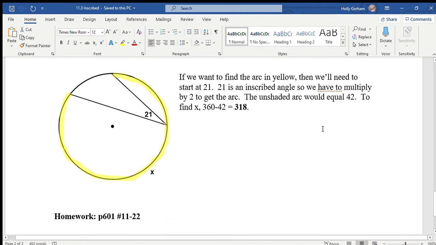Your homework is page 601. You're going to do 11 through 22. It's not terribly difficult, but use these notes and the idea of the inscribed angle.